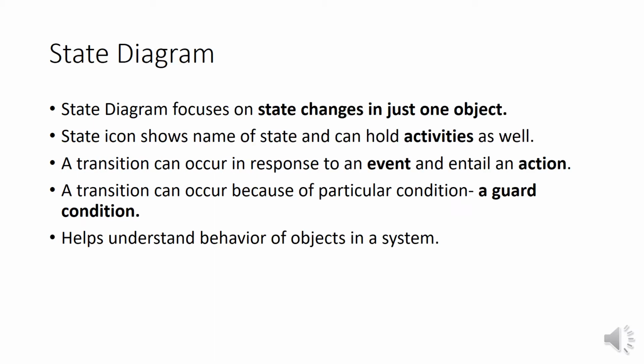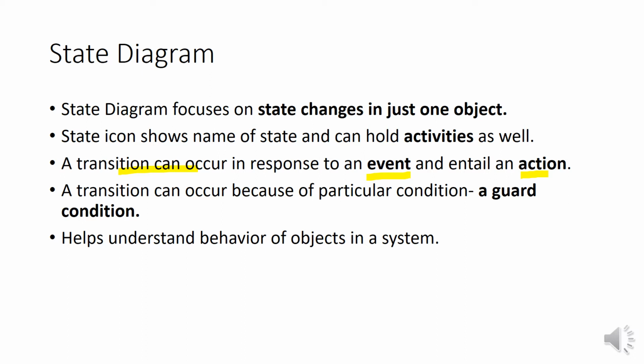State diagram focuses on state changes in just one object. State icon shows the name of the state and can hold activities as well. So a transition can occur in response to an event, and as a result of the event an action may occur, and as a result of the action the object goes from one state to another state.